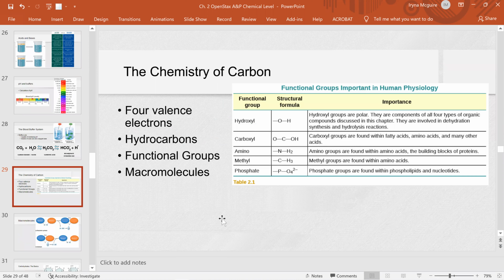So, chemistry of carbon. Life on this planet is carbon-based life. Now carbon is an atom that has four valence electrons. That means it can form four covalent bonds. Now carbon can form bonds with another carbon or with different atoms.